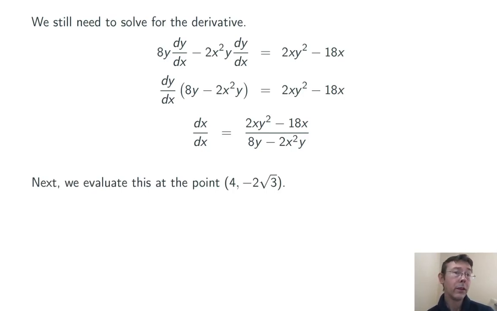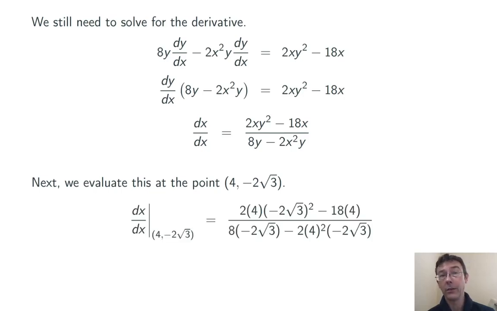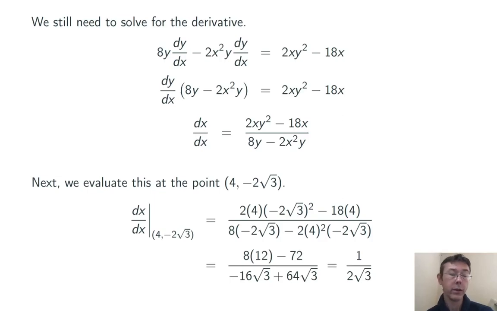Okay, so we're supposed to get a line tangent at the point (4, -2√3). So we've got to plug in those values. dy/dx at (4, -2√3). Simplifying all of this, we get 1 over 2 times the square root of 3.